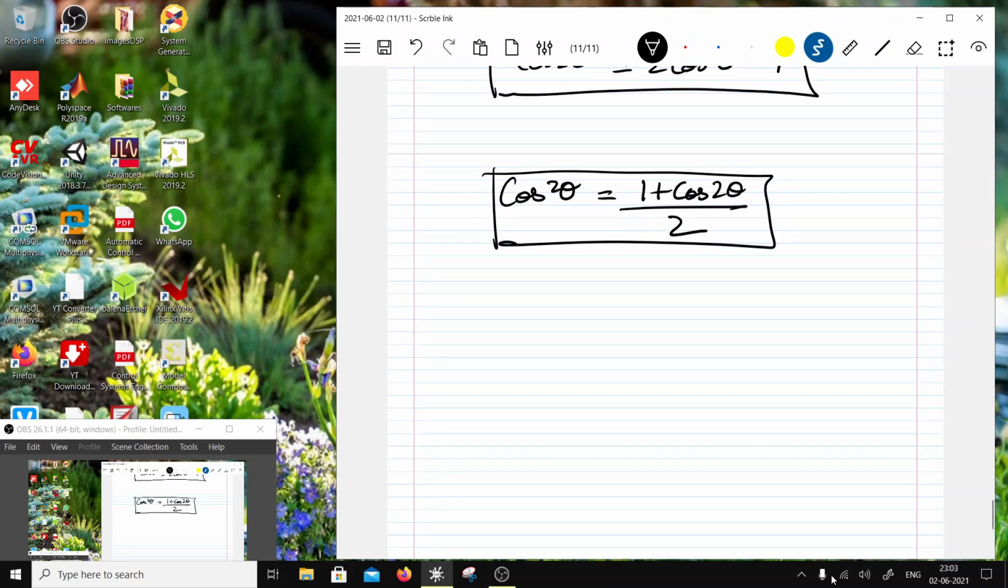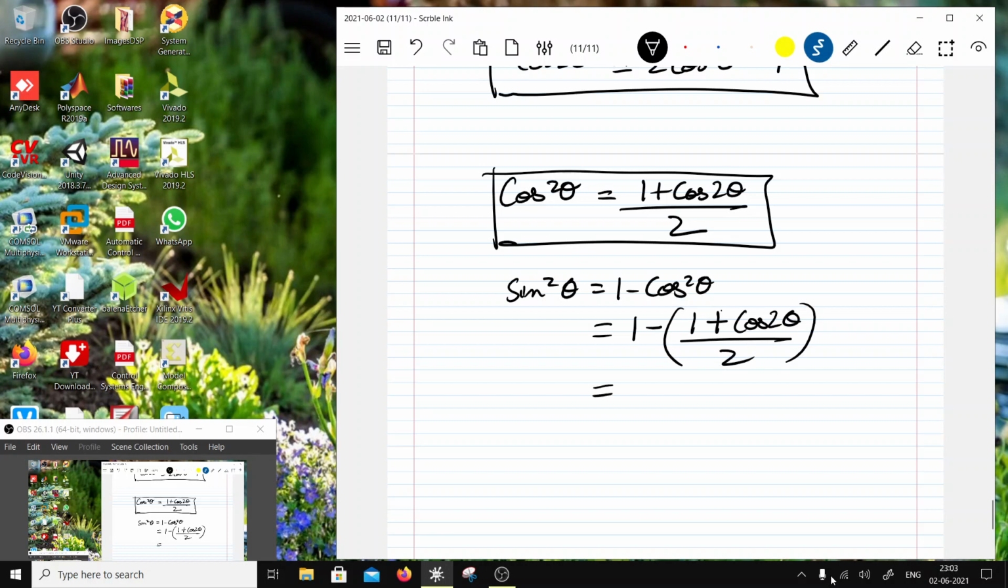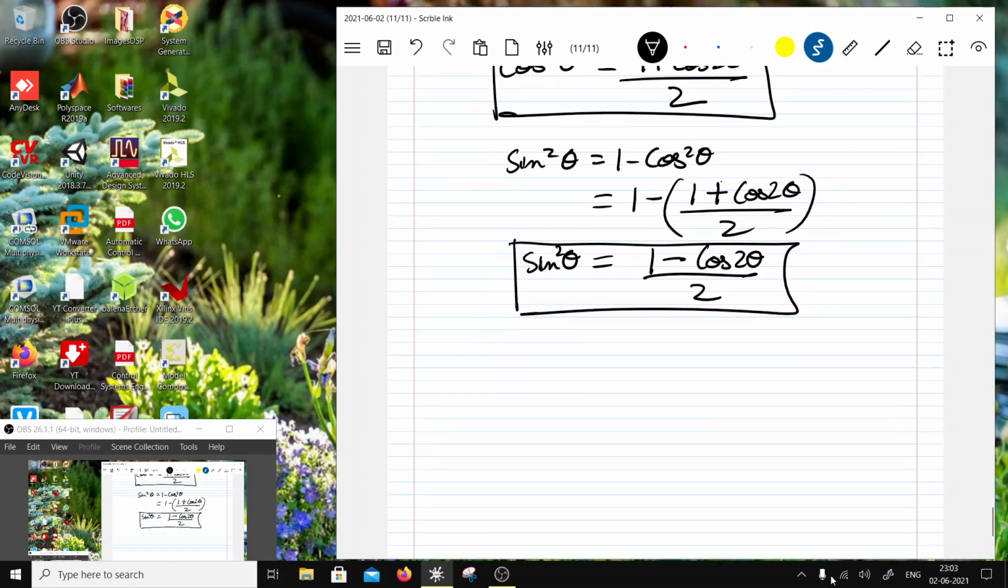Okay, so next is sine square theta is equal to 1 minus cos square theta. So it will be 1 minus 1 plus cos 2 theta by 2, right? So it will be 2 minus 1 is 1 minus cos 2 theta by 2 for sine square theta. So then I have represented it in terms of twice angles, right? Now there's one more relation in trigonometry which is important.